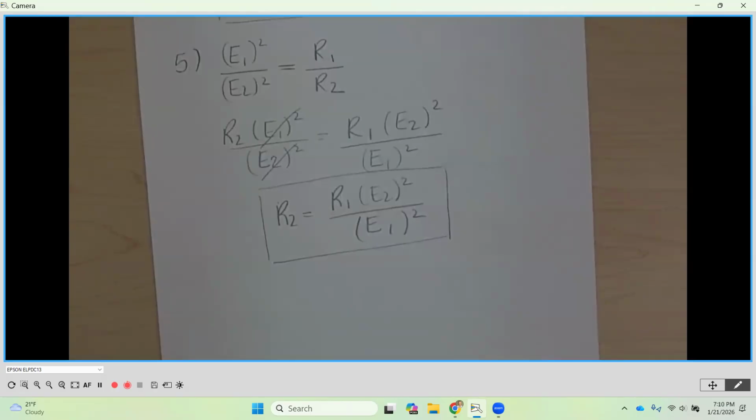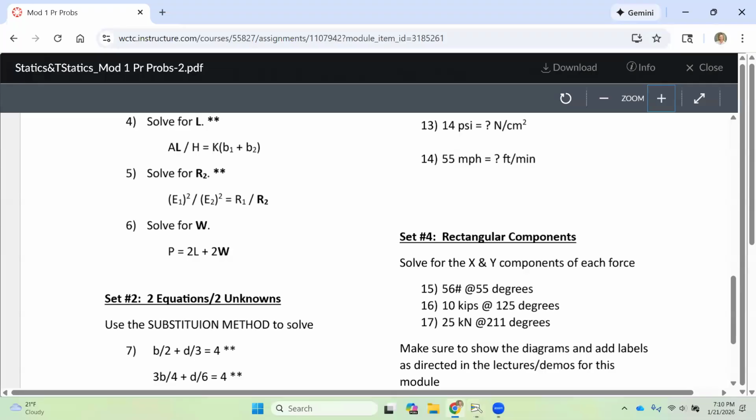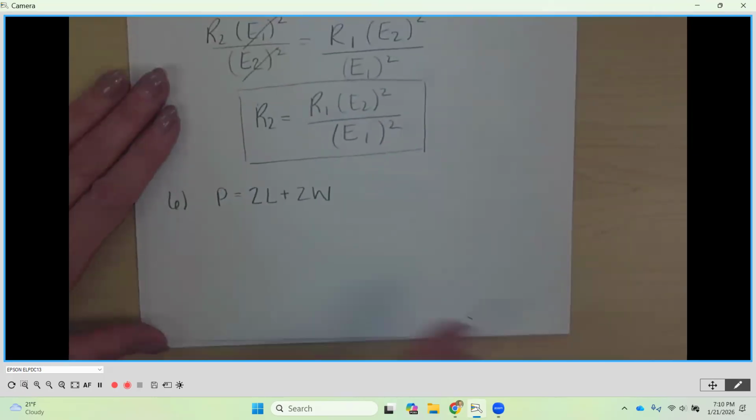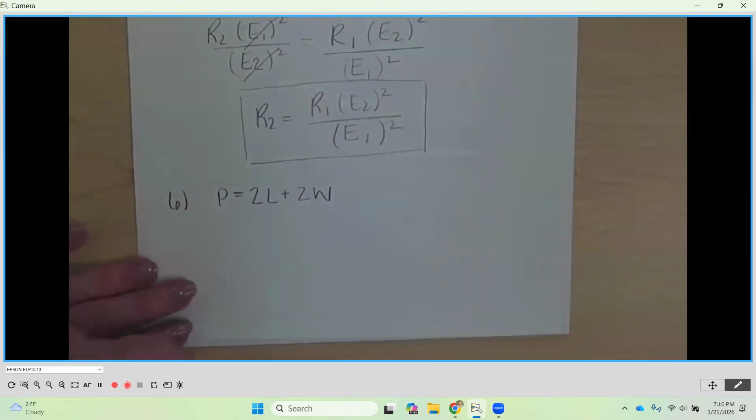The last problem in this section is number 6. Okay, number 6. I'm going to let you do that one by yourself. So number 6 is P is equal to 2L plus 2W. And we're going to solve for W on this one. So I'm going to go back over here. And this one is written just as you see it. So we're solving for W this time.